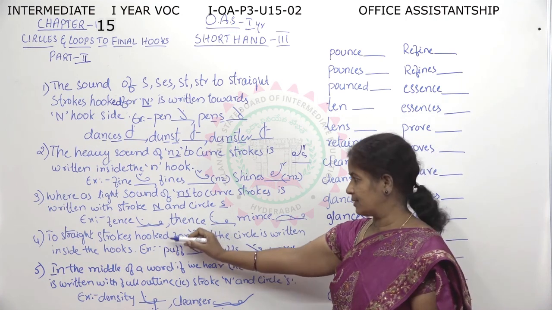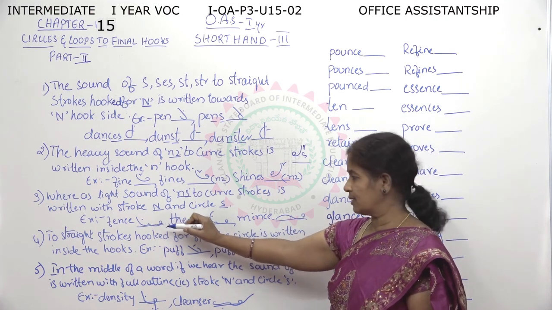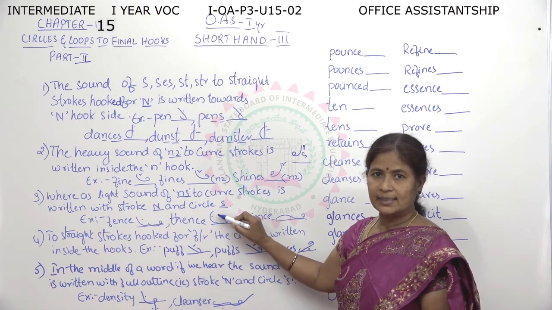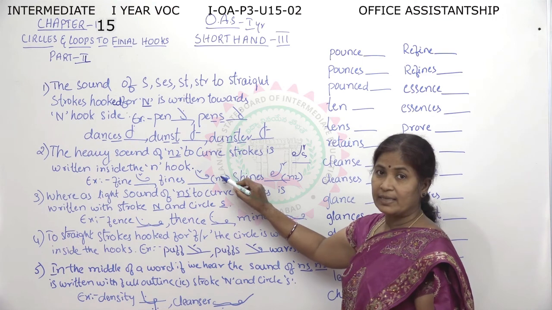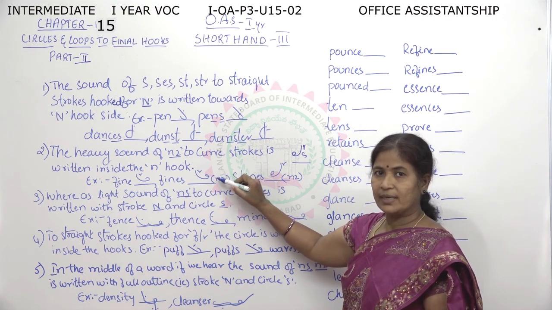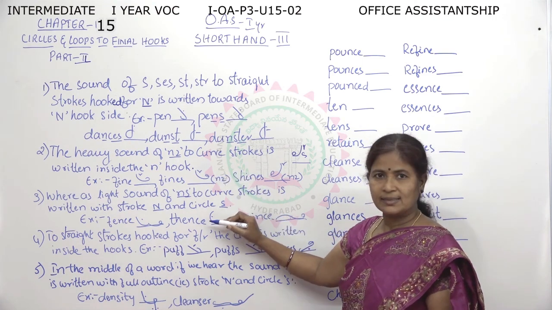Stroke n and circle s. F, stroke n and circle s. Similarly tens, stroke n and circle s. But here, fines. Got the difference? Fines is heavy sound. Tens is light sound.